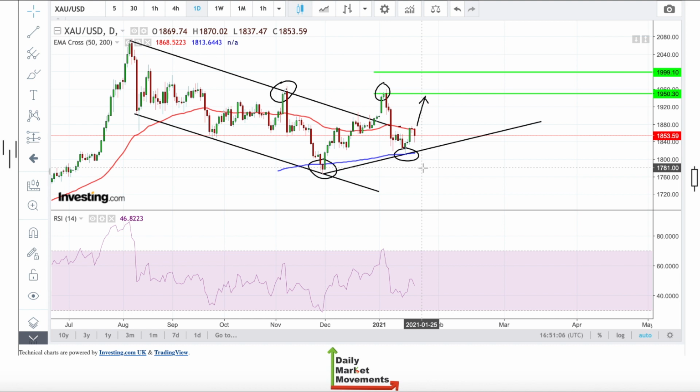But I'm still a bull here in the gold markets, as I just mentioned. Monday, I'm really looking to see whether we can break above that 50-day EMA. So no interest in selling. If we break above the 50-day EMA up at 1870, which I'm targeting on Monday, then it looks to me that we'll go back to the swing highs up at 1950.